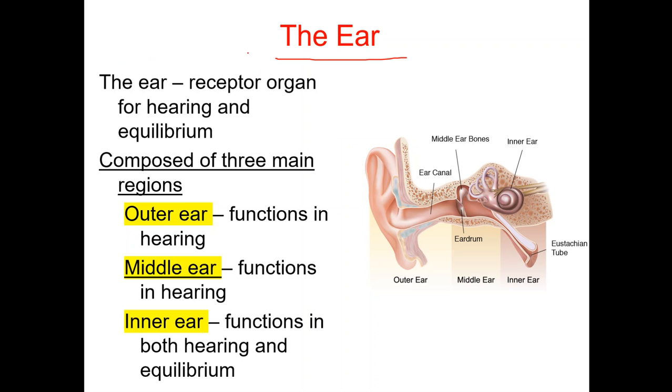The ear is a receptor organ for hearing and equilibrium, and is composed of three main parts. There is an outer portion, which is indicated over here, a middle portion known as the middle ear, and then the inner ear, which is basically all this portion. So the outer ear and the middle ear function in hearing. We'll see that the inner ear, besides functioning in hearing, also functions in equilibrium.